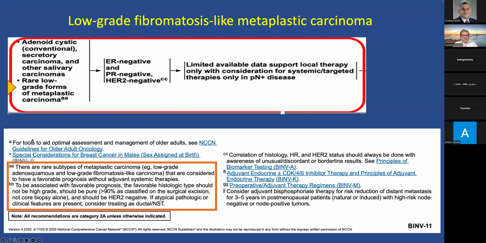Why is it important to recognize this type? Because if you go to the NCCN guideline, you will notice that certain types are still favorable breast cancer: adenoid cystic, secretory, low-grade forms of metaplastic. What they are referring to here is low-grade adenosquamous and low-grade fibromatosis-like metaplastic, because they have a favorable prognosis without adjuvant therapy. So they're not going to get chemo. But there is a rule. It needs to be more than 90% of the tumor on surgical excision. We can make that diagnosis on biopsy, but you need the entire excision to evaluate. And they should be HER2 negative. If there is any atypia, if it doesn't fit, then you put it to invasive ductal NOS, because it changes management.